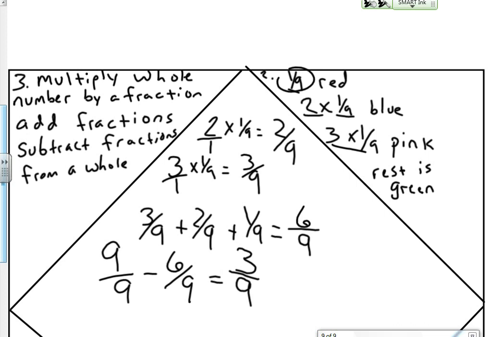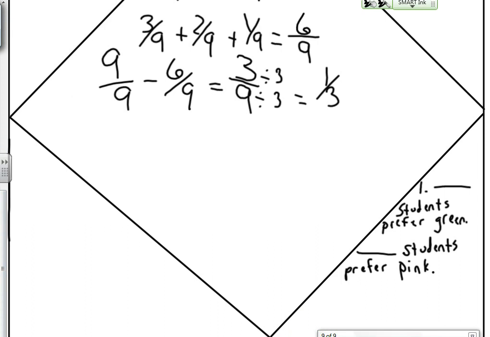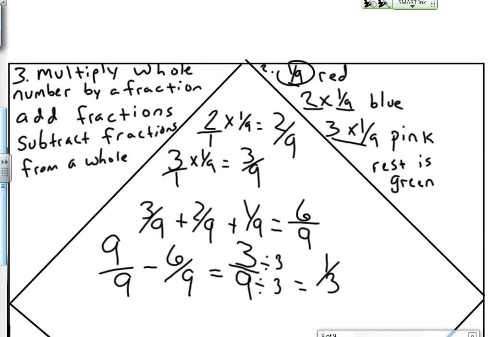So now we can simplify. I know that 3 and 9 can both be divided by 3. 3 divided by 3 is 1. 9 divided by 3 is 3. So 1/3 is green, prefers green. So I'm going to come down into my answer statement and put 1/3 the students prefer green.